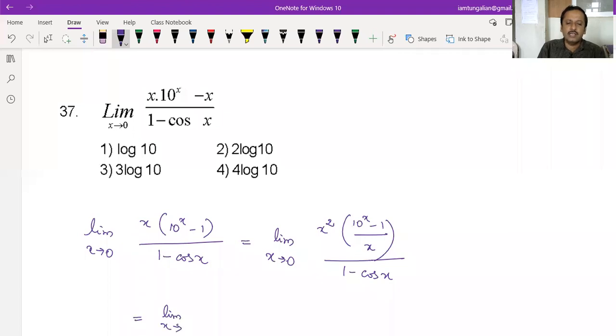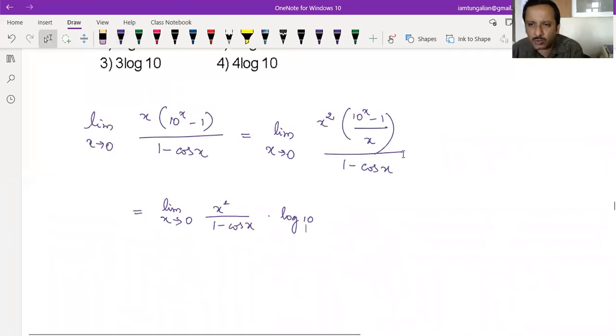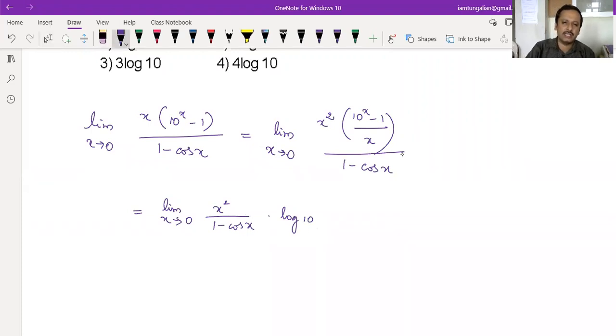Limit x tends to 0, x square by 1 minus cos x, this much will remain, into 10 power x minus 1 by x, as x approaches 0, that will be equal to log 10. Because limit x tends to 0, a power x minus 1 divided by x is equal to log a. So this will be log 10.